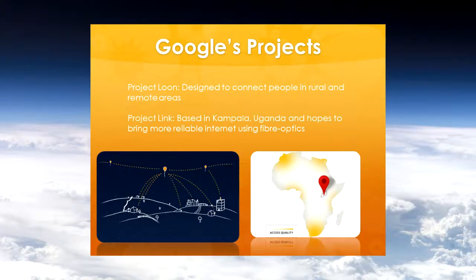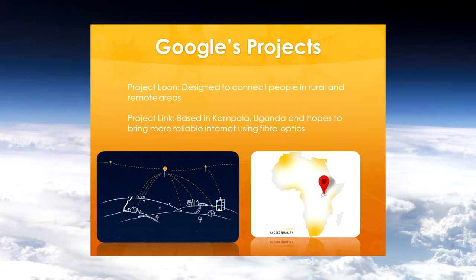What's in store for the tech industry in Africa? And to be more specific, sub-Saharan Africa. So let's look at some tech giants in particular. So Google has announced 2 projects this year. Project Loon was announced earlier this year, and Project Link was announced as recent as last week.